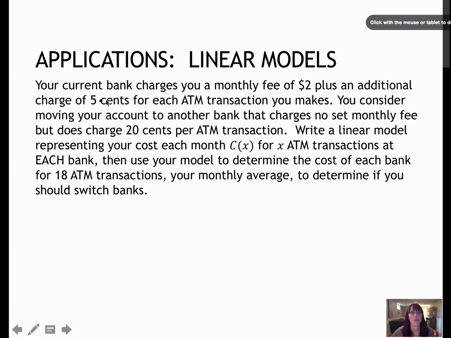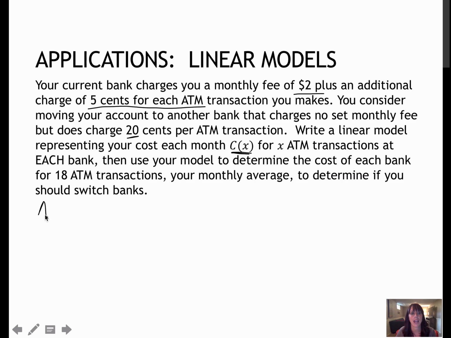So in this case, we have a bank that charges a monthly fee of $2 plus an additional charge of 5 cents for each ATM transaction. So whenever we see the word each or per, we need to pay attention because we might have to end up multiplying. We're considering moving our account to another bank that charges no set monthly fee, but does charge 20 cents per ATM transaction. So way more per transaction, but no monthly fee. So we're going to write a linear model representing your cost each month. So each month cost is C of X for X ATM transactions at each bank.